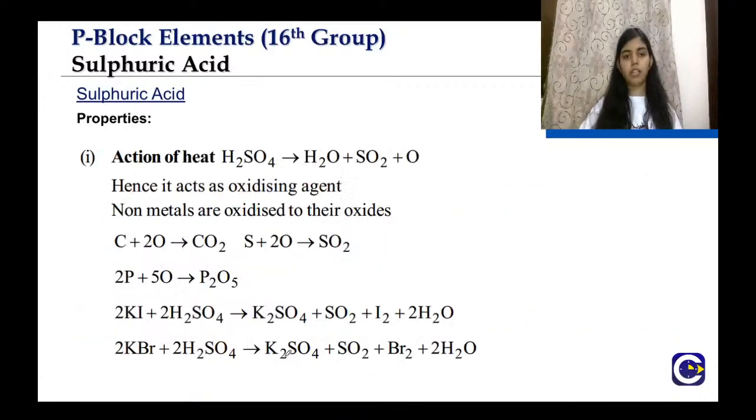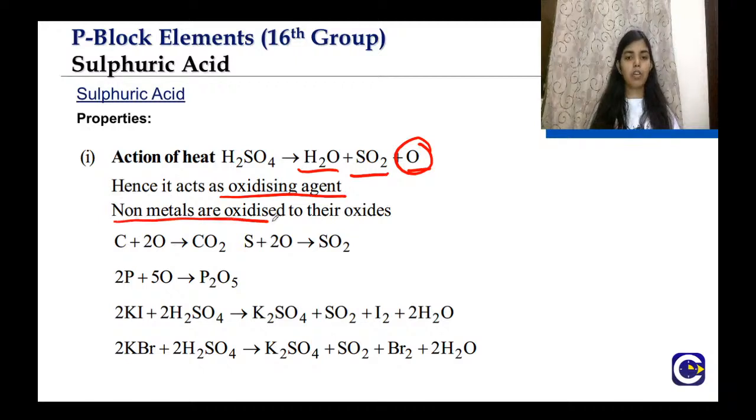Okay, so next, action of heat. Thermal decomposition of H2SO4 will give you water plus SO2 plus nascent oxygen. Due to the release of this nascent oxygen, it can act as an oxidizing agent. So, non-metals are oxidized to their oxides. For example, carbon plus this nascent oxygen, which is released by the decomposition of H2SO4, will give you CO2.